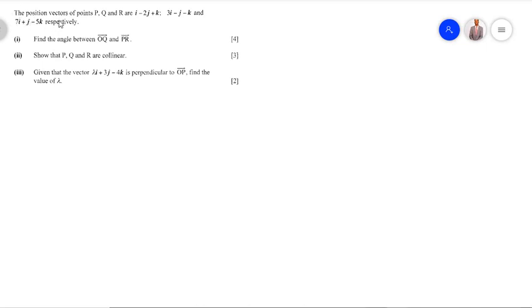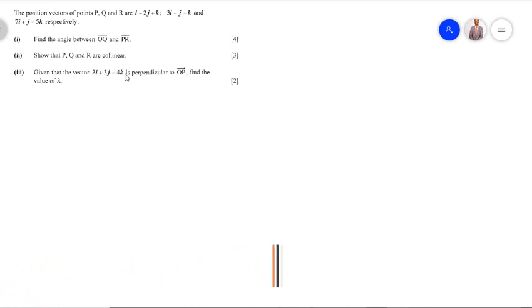The position vectors of points P, Q, and R are i minus 2j plus k, 3i minus j minus k, and 7i plus j minus 5k respectively. Item 1: Find the angle between OQ and PR. 4 marks. Item 2: Show that P, Q and R are collinear.